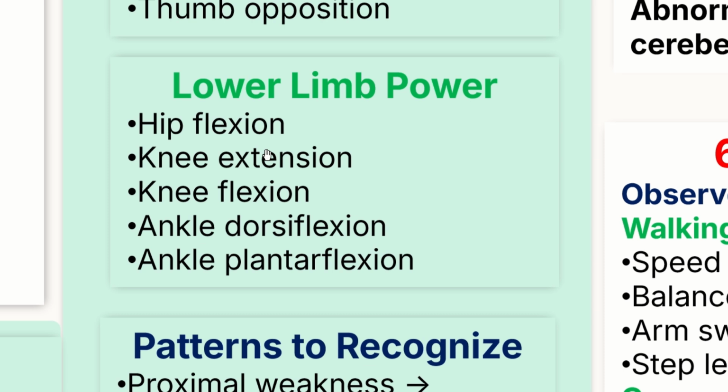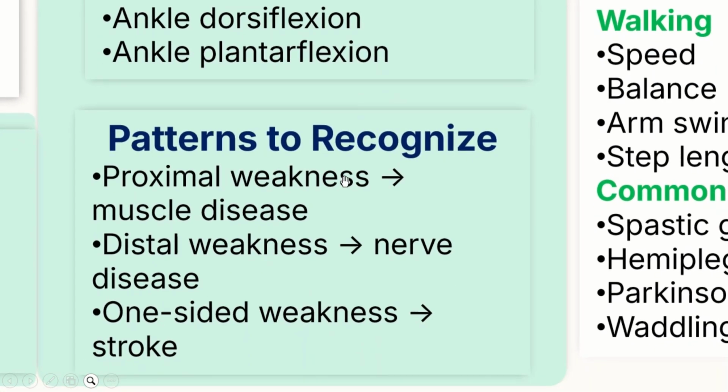So the patterns to recognize is that if we have proximal weakness, if the muscles that are proximal to the body are weak, most of the time that is a muscle disease. And if we have distal weakness, where the power at the end of the limb is the one that is affected, it is going to be a nerve disease.